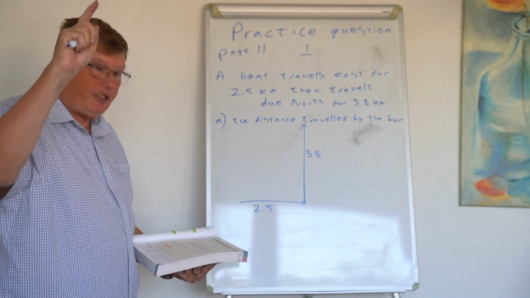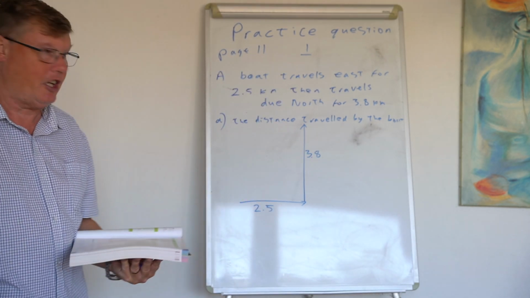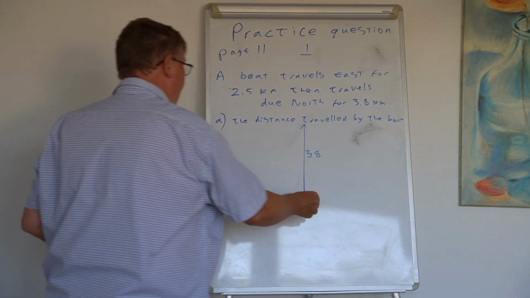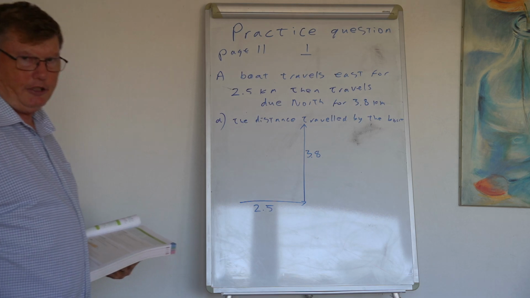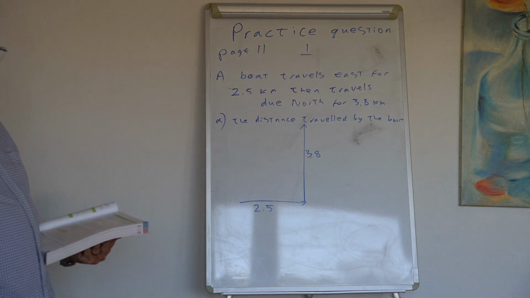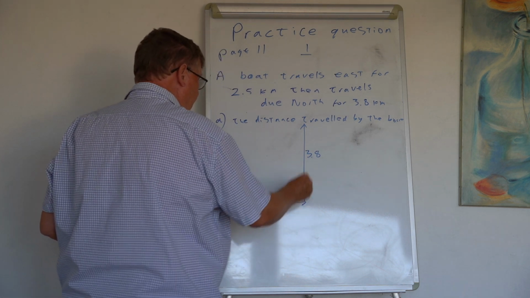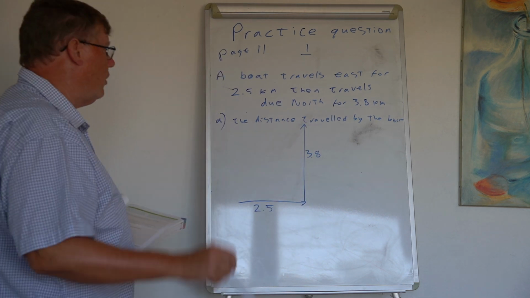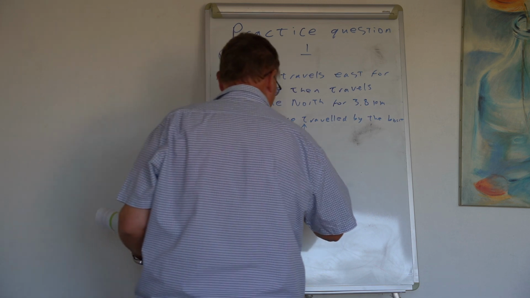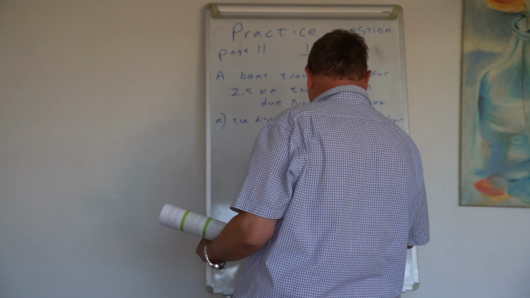So here we are, practice question number 1, page 11, the very first practice question in the book. And it says, a boat travels east for 2.5 kilometres and then travels due north for 3.8 kilometres. Part A, what is the distance travelled by the boat? Well, this is not high-level mathematics. It travelled 2.5 there, it travelled 3.8 there. They want the distance travelled by the boat, which is simply 2.5 plus 3.8, which is 6.3.